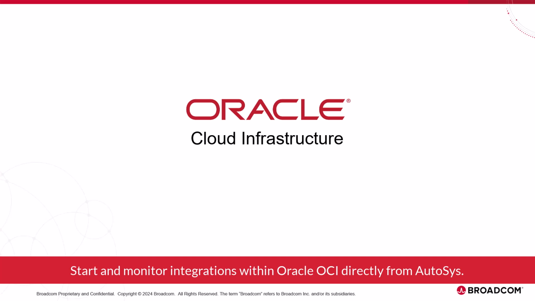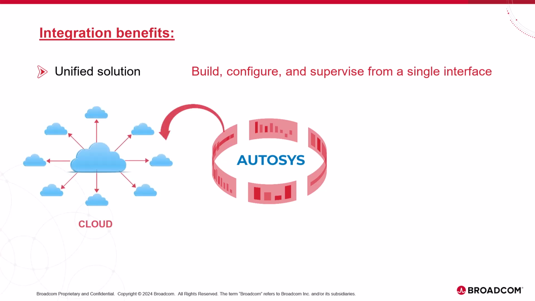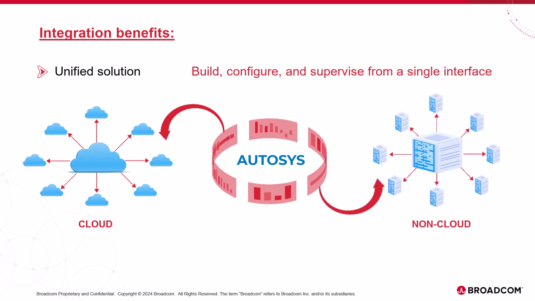Integrating AutoSys with OCI allows you to start and monitor integrations within your Oracle OCI workspace directly from AutoSys, enhancing operational efficiency. AutoSys plays a central role in orchestrating operations across multiple environments, including the cloud, and synchronizing these processes with other non-cloud operations. Integrating Oracle OCI allows us to centrally configure process automation in AutoSys. Subsequently, we can start, trigger, monitor, and supervise all processes from a single interface.